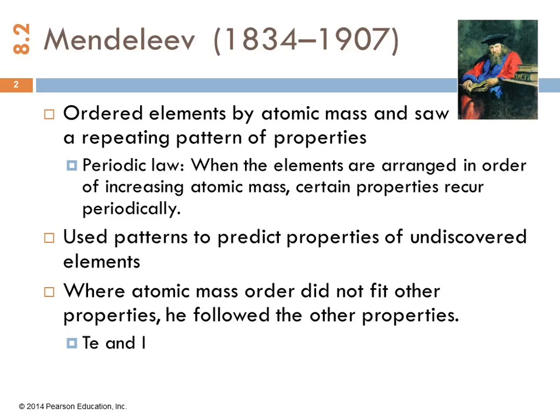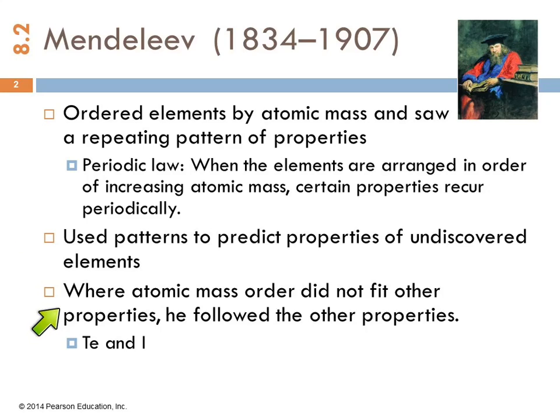Some of this we've already talked about, but Mendeleev, back in the 1800s, there were not a lot of elements known initially. And as more and more elements were discovered, people were looking for ways to organize them. So he ordered the elements by atomic mass and saw these repeating properties. And so we talked about his periodic law, that when elements are arranged in order of increasing atomic mass, certain properties recur periodically. And he used these patterns to predict properties of undiscovered elements.